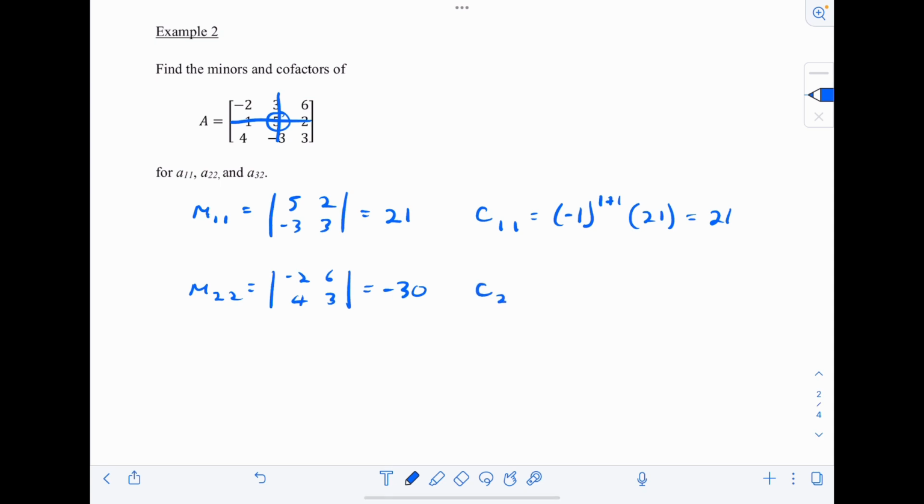And the cofactor then is negative 1 to the power of 2 plus 2. Or again, if you think about it, I'm just going to write this right over here. This is plus minus plus. So it's going to be a positive value, which means we're just going to keep it at negative 30. Which you can see mathematically, obviously negative 1 to an even power is going to be positive 1 times negative 30. We keep the negative 30.